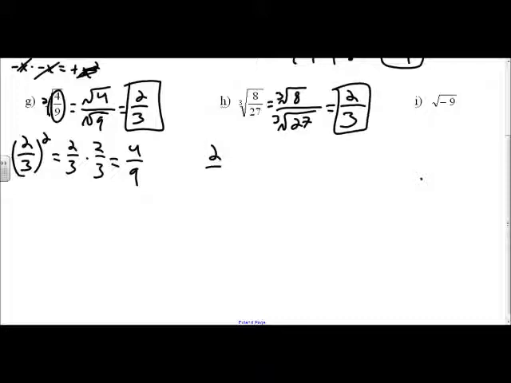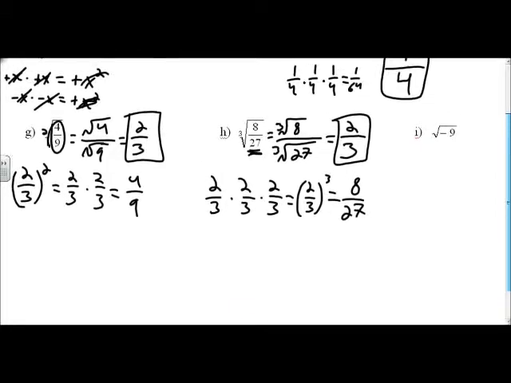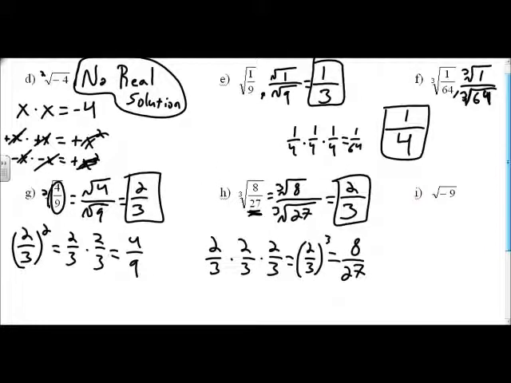Again, if we want to check that, we'd say 2/3 times 2/3 times 2/3, which is same as saying 2/3 cubed. 2 times 2 times 2 is 8. 3 times 3 times 3 is 27. And 8/27 is what we started with. So we know that that one is also correct. I is going to be similar to, which one was that before it? D.